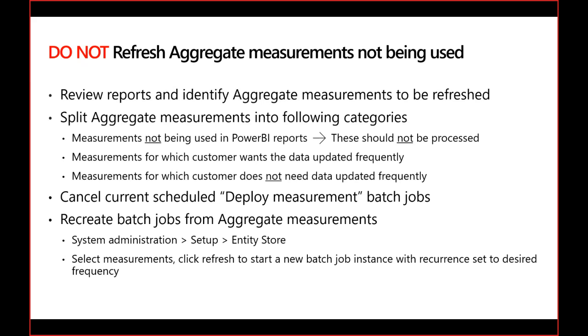And then to recreate the batch job, you can just go to System Administration, Setup, Entity Store, and then you select the measures that you would like to have, for example, in the first bucket of the frequently updated ones. And you click Refresh. A new batch job will then be started instantaneously. And then you can set the recurrence to the desired frequency. So this is the suggestion, and definitely when you create multiple batches, make sure that you're not putting the same measures in multiple batches, which we also have seen at some customers. But this is leading even to a bigger performance issue.